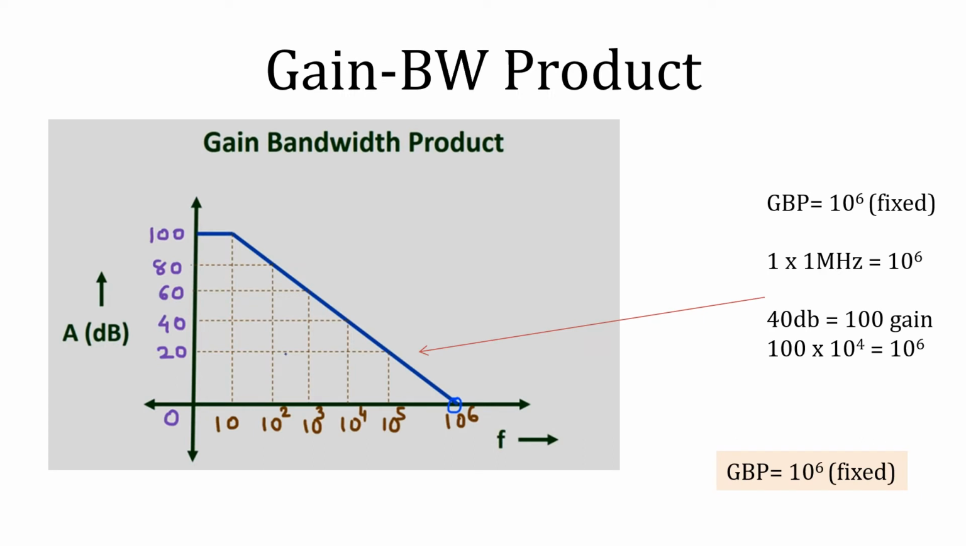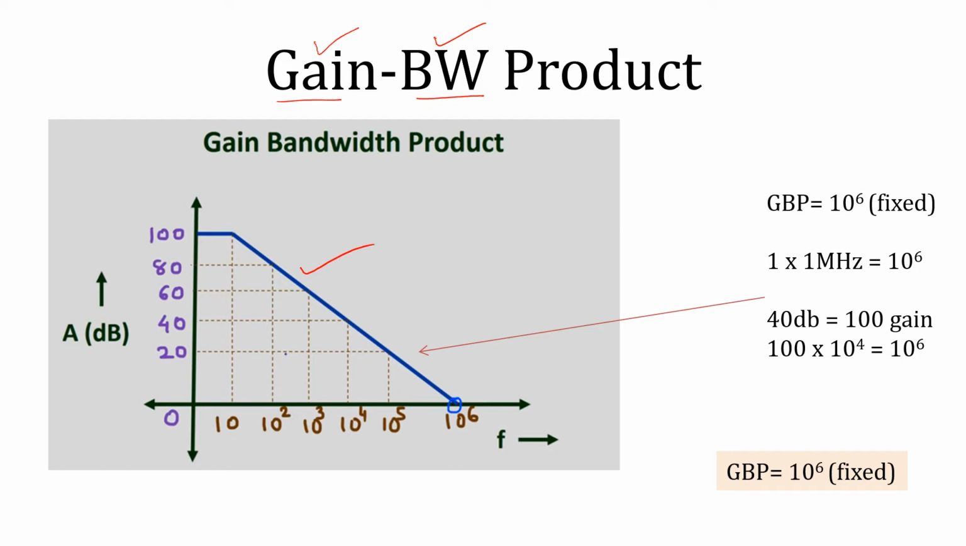Okay, now comes the most important thing. That is why we are interested in the frequency response of an operational amplifier, and there is one term which is known as gain bandwidth product. That is, if we multiply the gain with the bandwidth, that product will become constant for a given operational amplifier. The reason is, let's explore that reason.